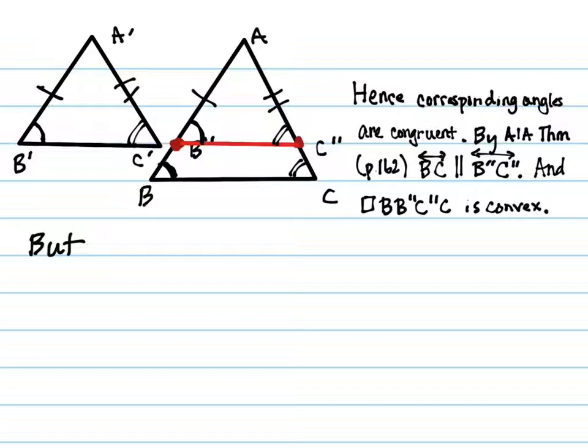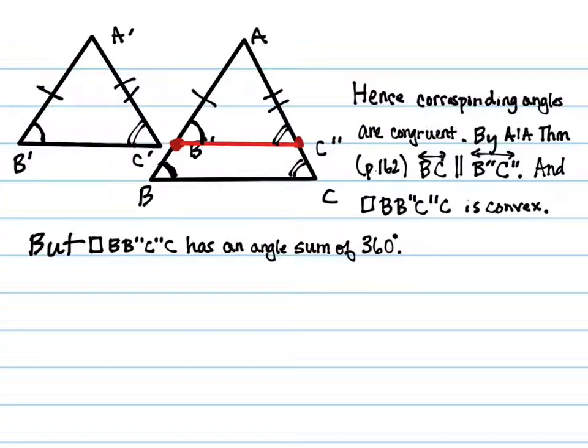But this quadrilateral, oops, B double prime, C double prime, C, trying to get those in order, has an angle sum of what? Can you guess? 360. Let me speak to that just a moment, but if that happens, we've got a contradiction, okay?